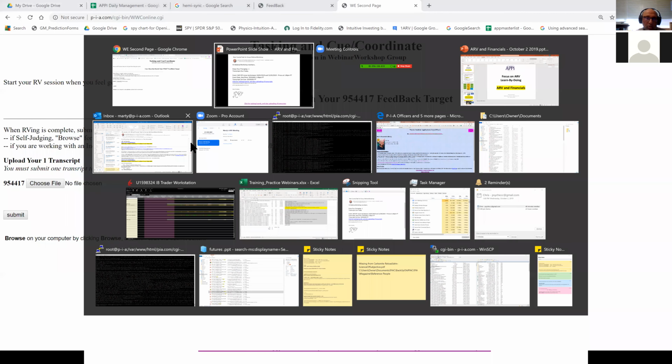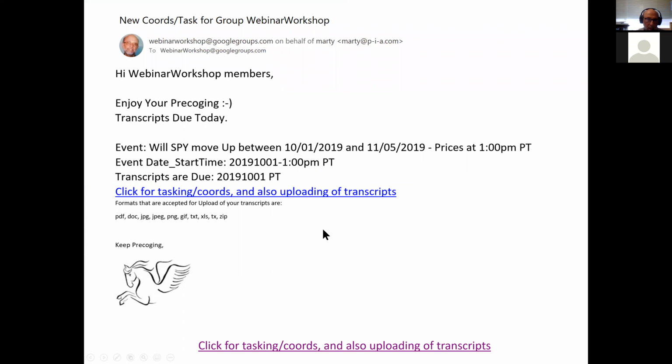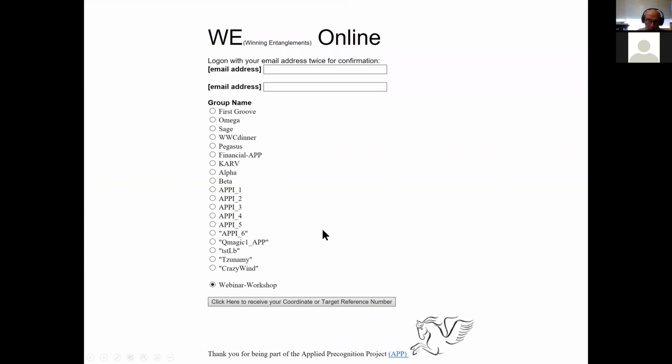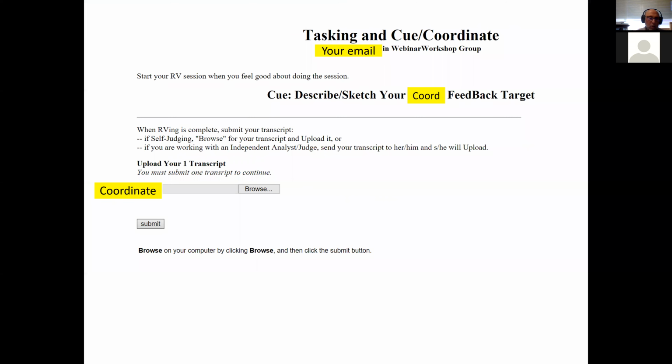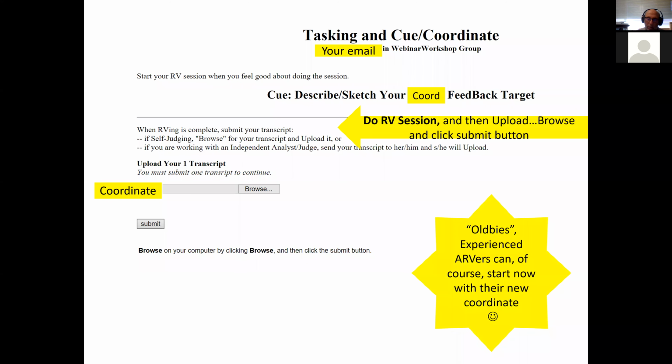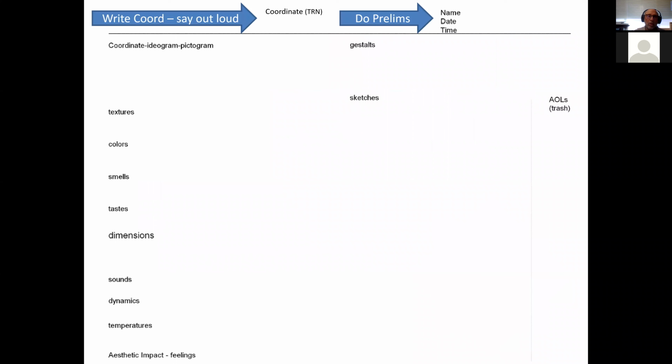if you wish, those of you to start, those of you who are really newbies, let me take you through this. So this is the box we just showed. You put in your emails, you get your coordinate. Now you do your RV session. Okay, so that's what we'll do now. So this is a typical way of starting. Name date here, put the coordinate here, and say it out loud.